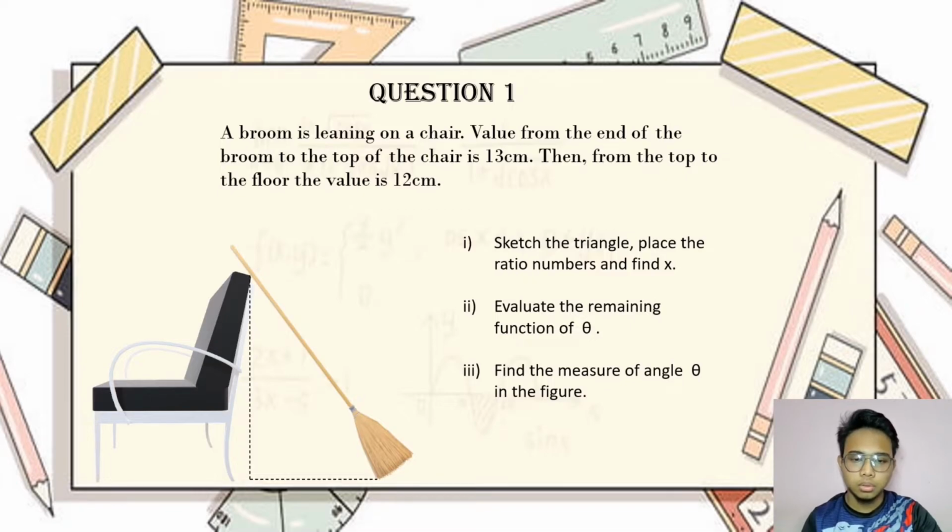Next, I want to explain question 1. A broom is leaning on a chair. The length from the end of the broom to the top of the chair is 30 centimeters. Then from the top to the floor, the value is 12 centimeters. So this is the question. First, sketch the triangle, place the ratio numbers and find x. Second, evaluate the remaining functions of theta. Third, find the measure of angle theta in the figure.